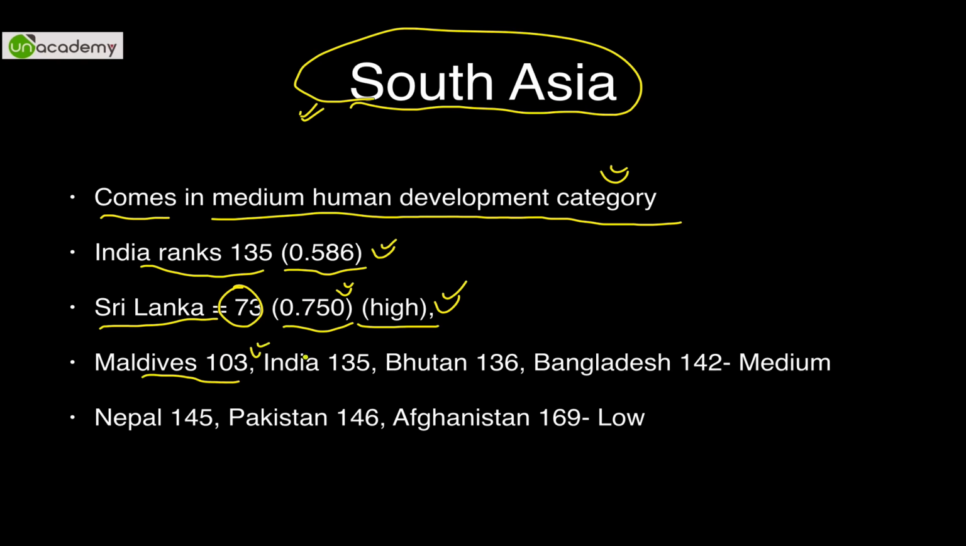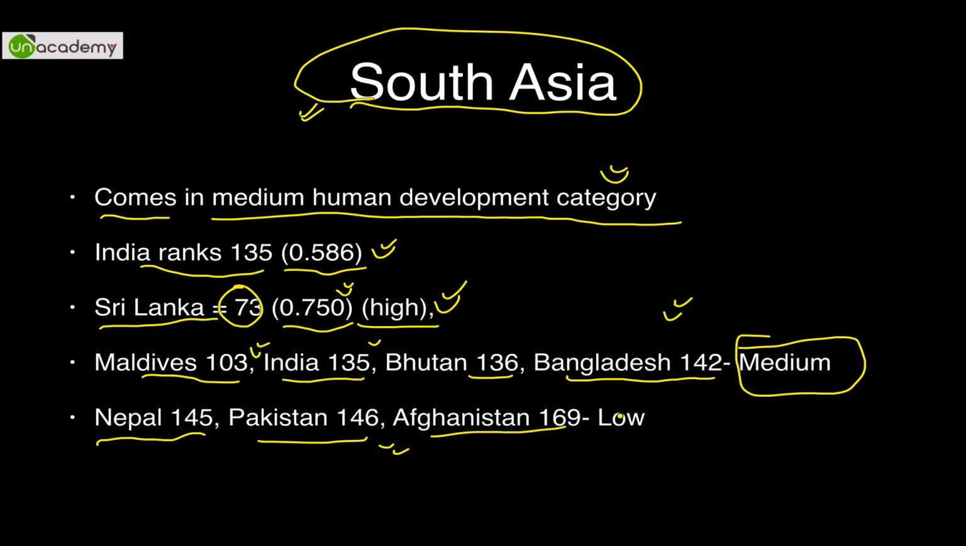Maldives is at 103, India is at 135, Bhutan is at 136, Bangladesh 142. All these are medium-level countries. So we are somewhere in between. Nepal is 145, Pakistan 146, Afghanistan 169. They are low development countries according to HDI.